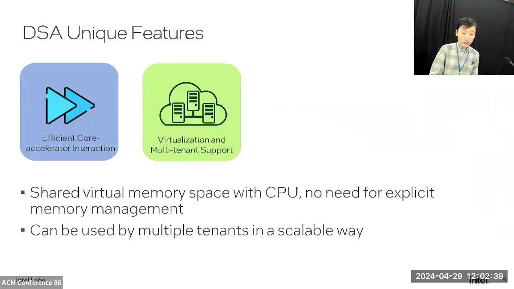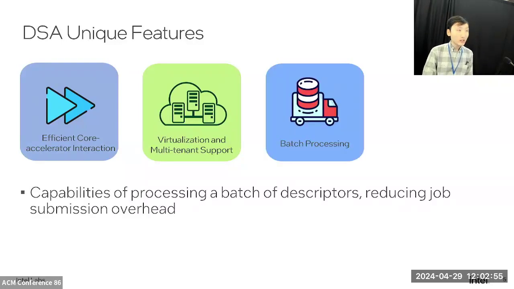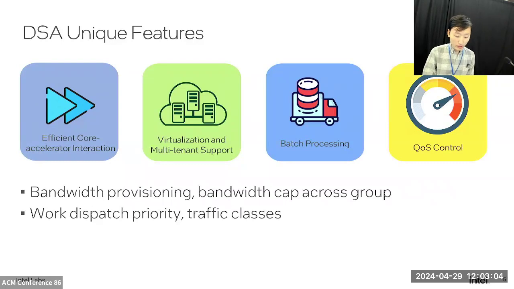The second one is virtualization and multi-tenant support. DSA supports shared virtual memory, meaning the software doesn't need to manage memory explicitly, such as pinning a specific page. Also, multiple tenants can share a single DSA instance at the same time. Third, DSA supports processing tasks in a batch. This reduces the task submission overhead. Last, DSA has rich QoS control support, from bandwidth provisioning to descriptor priority. This can be easily tuned by the software.